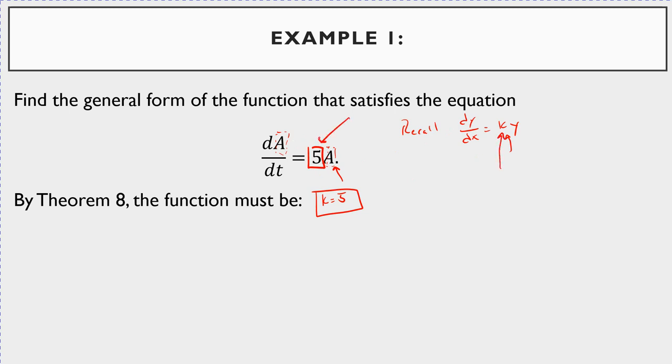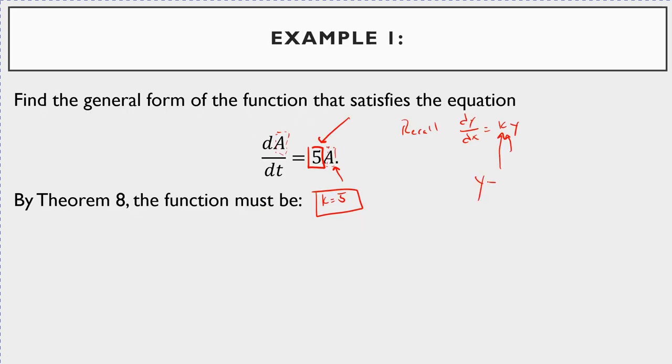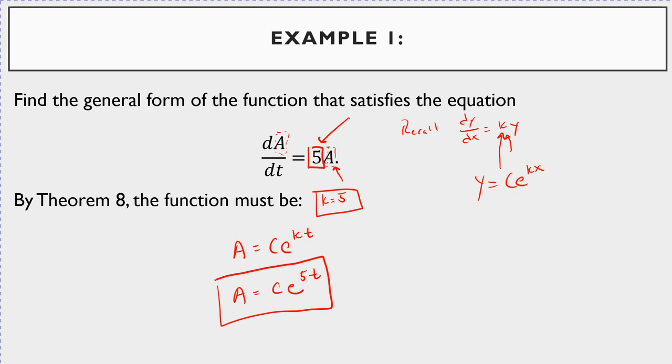So what this means then is A has to be of this form, c e to the kx. In this case, it's in terms of y, A and t. So in this case, it's going to be A equals c e to the kt, because it's a t instead of an x. Well, we found out what k is. So this equation is c e to the 5t. And that's what this is equal to here.